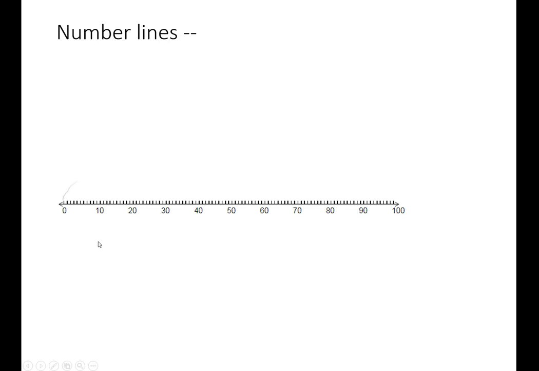10 times 1 is 10, 10 times 2 is 20, 10 times 3 equals 30, 10 times 4 equals 40, 10 times 5 equals 50, 10 times 6 equals 60, 10 times 7 equals 70, 10 times 8 equals 80, 10 times 9 equals 90, 10 times 10 is 100.